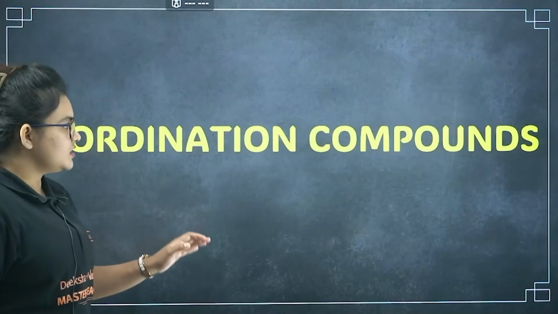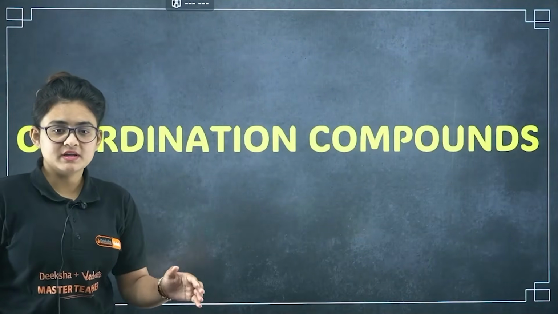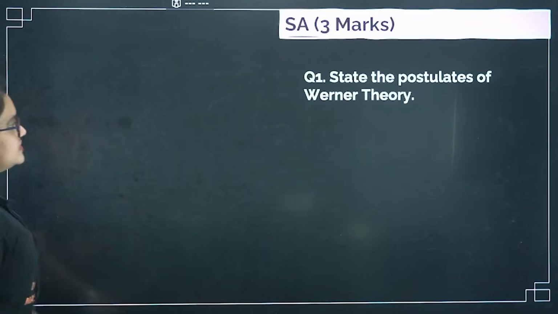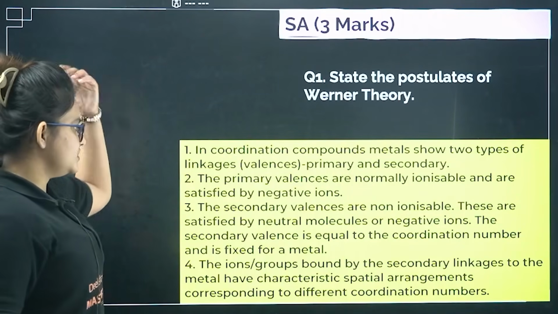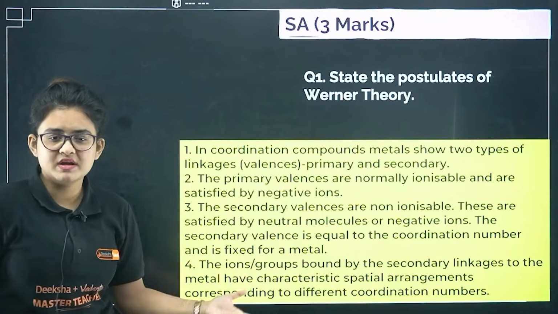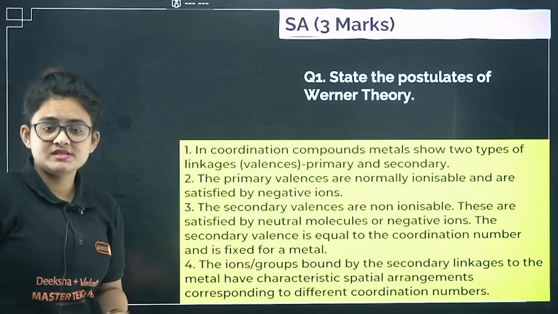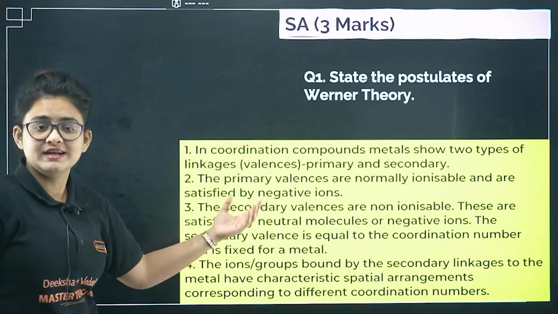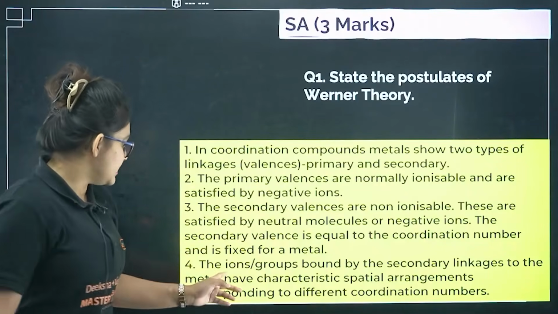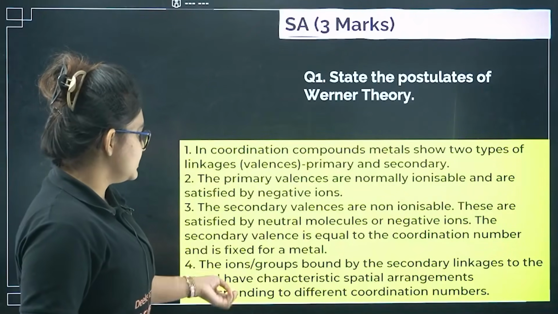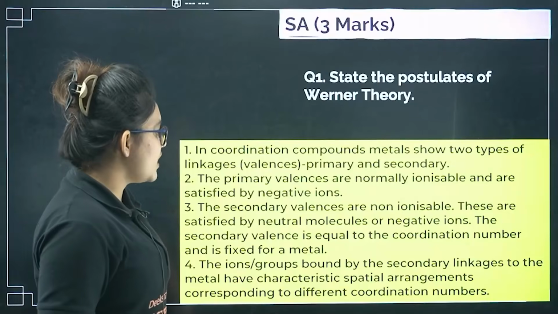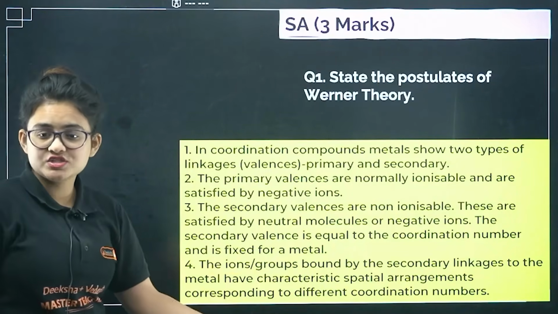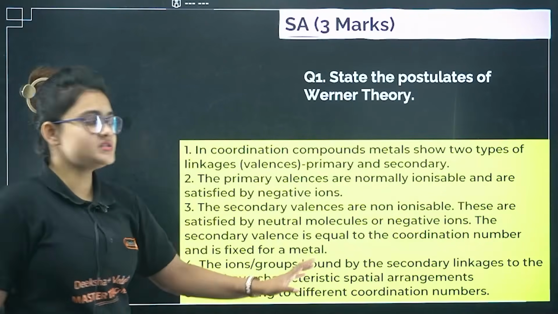Okay, so here we are ending the d and f block elements, and we are entering into coordination compounds. So yes, let's proceed. State the postulates of Werner's coordination theory. You can talk about the primary and secondary valency, which one is ionizable, what is meant by secondary valency, that ligands are used to satisfy that. Then you can mention that the ions or groups bound by the secondary linkages have some special arrangement within it. Okay, there are many points you can mention.